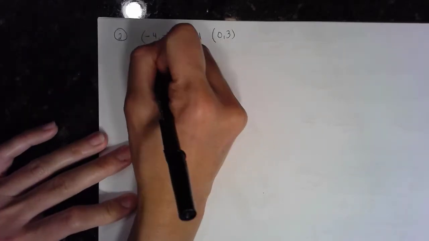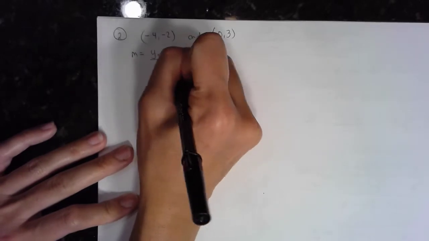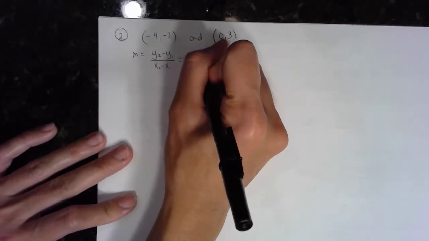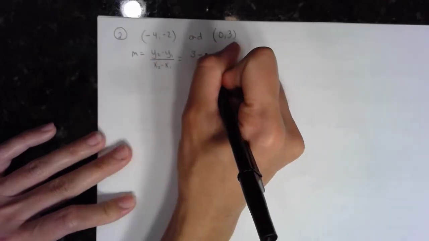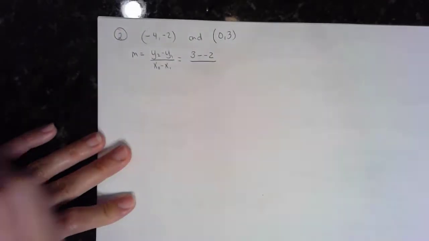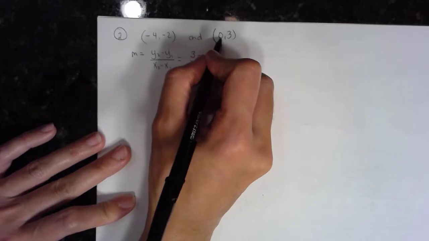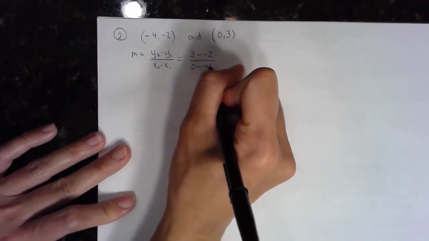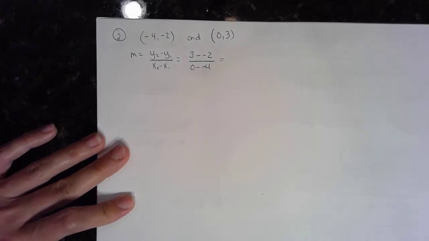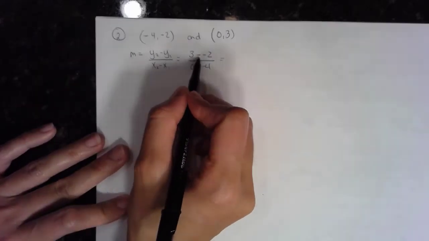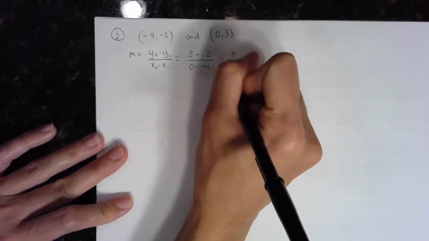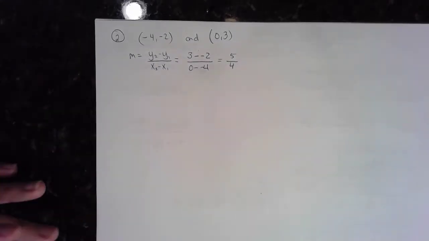And again, it's change in y over change in x. y2 minus y1 over x2 minus x1. So this is the second y coordinate, which is 3, minus the first y coordinate, which is -2. Over the second x coordinate, 0 minus the first x coordinate, -4. And then I simplify. Double negative is a plus, so 3 plus 2 is 5 over 0 plus 4, which is 4. So 5/4 is my slope for this line.